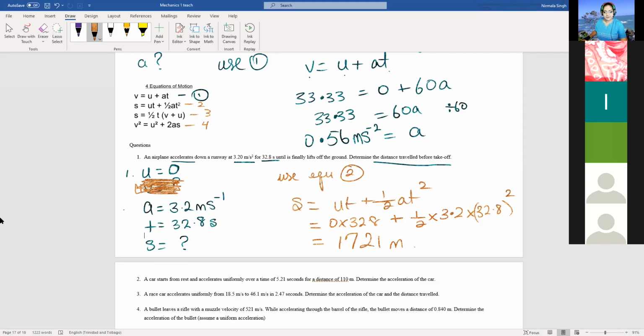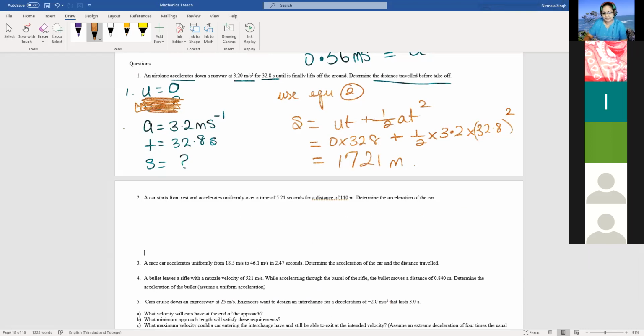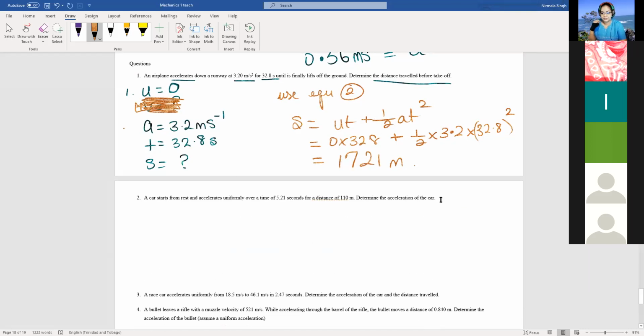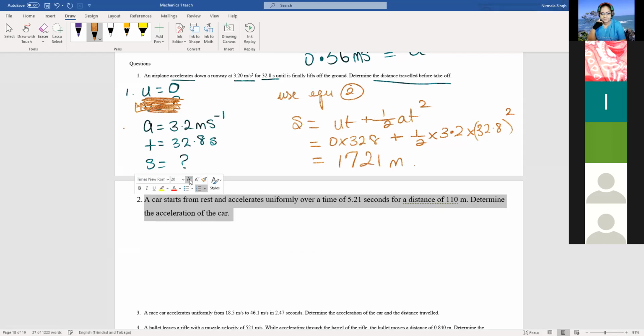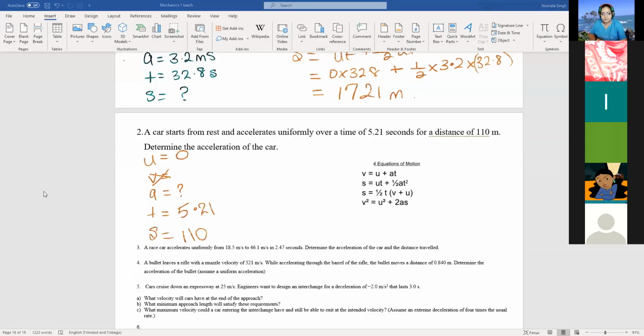All right, so you all want to try a question on your own? Let's try number 2 on your own. Let me just make it bigger for you to see, even though you should have the handout in front of you. Give it a try. So we have question 2, where a car starts from rest and accelerates uniformly over a time of 5.21 seconds over a distance of 110 meters. Determine the acceleration of the car.